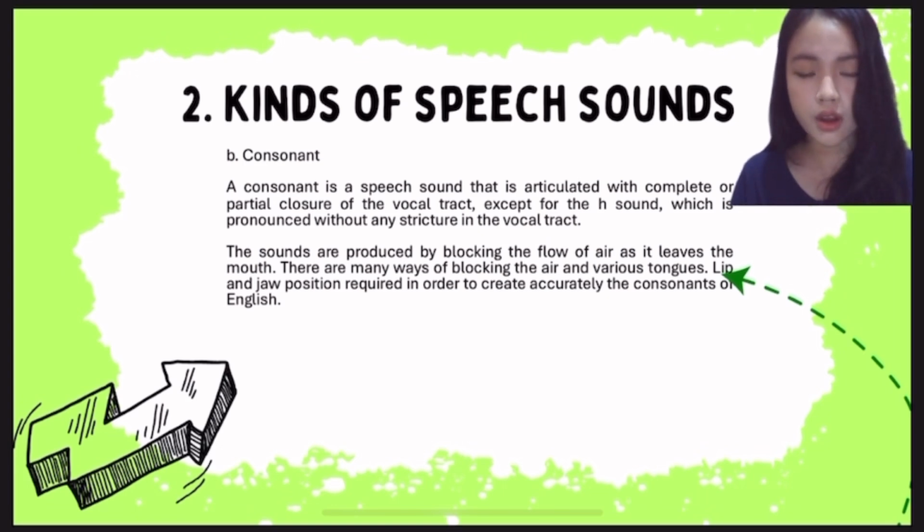Next, we move on to the consonant. A consonant is a speech sound that is articulated with complete or partial closure of the vocal tract, except for the H sound, which is pronounced without any obstruction in the vocal tract. The sounds are produced by blocking the flow of air as it leaves the mouth. There are many ways of blocking the air and various tongue, lip, and jaw positions required in order to create accurately the consonants of English.